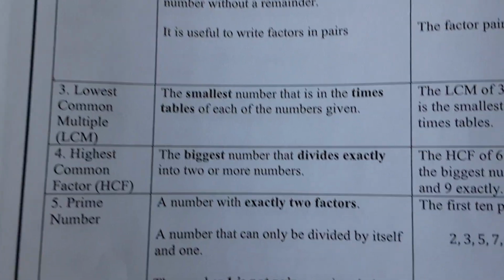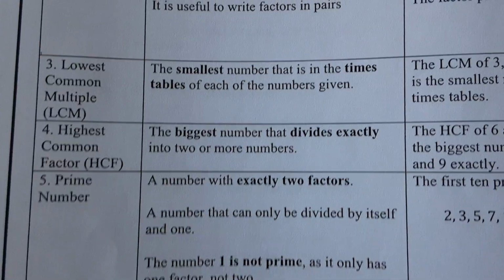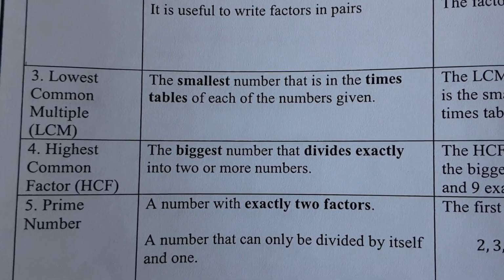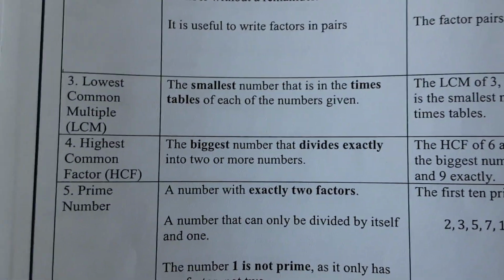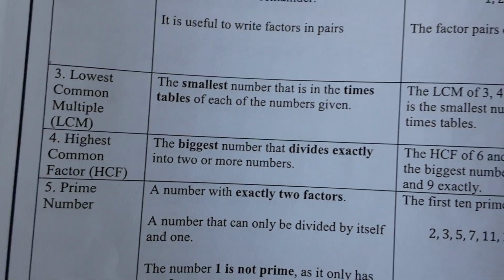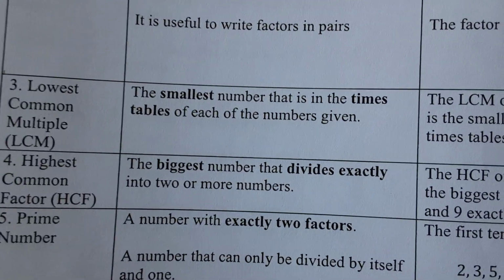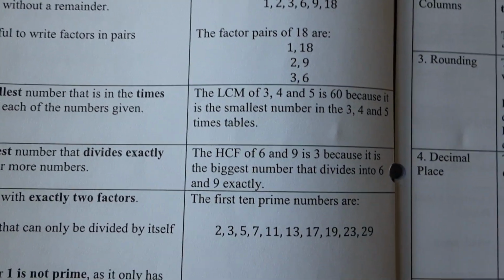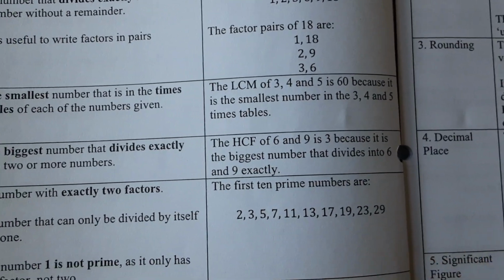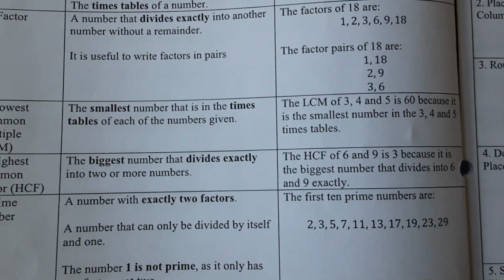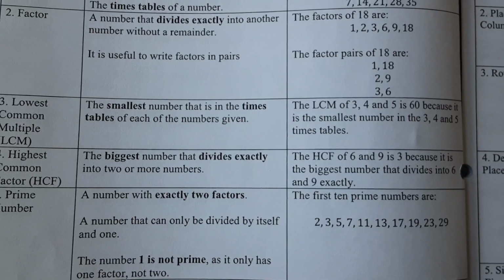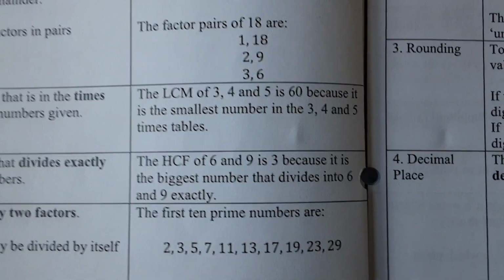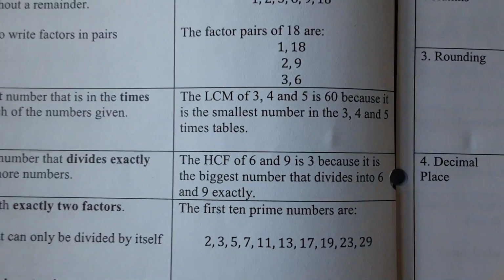Perfect. Now, the lowest common multiple, also known as the LCM. The LCM is the smallest number that is in the times tables, or the multiples, of each of the numbers given. What I mean by the numbers given is, for example, the LCM of 3, 4, and 5. Those are the 3 numbers that have been given, and you have to find the LCM of those. You have to find the smallest number that is in the times tables of 3, 4, and 5. And the smallest number, or the LCM, is 60 because it is the smallest number in the 3, 4, and 5 times tables. So do we understand LCM?